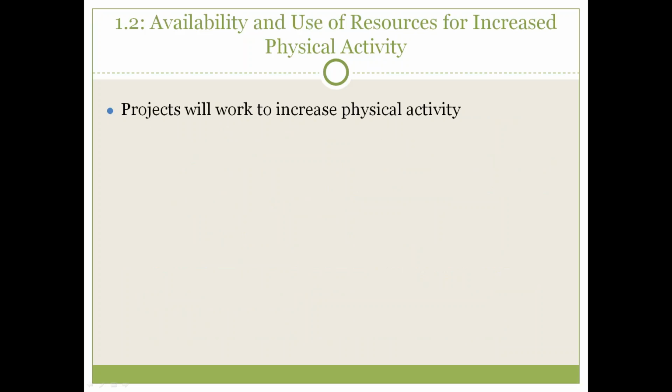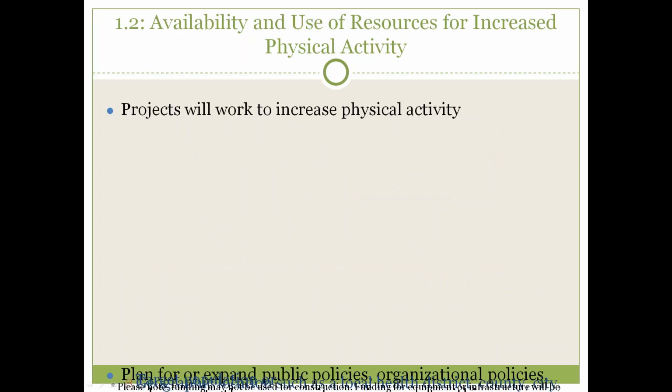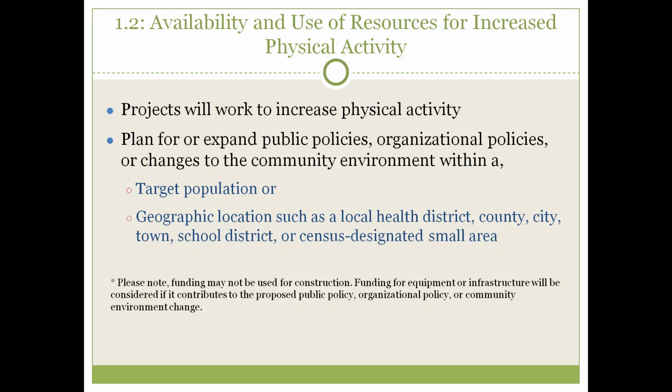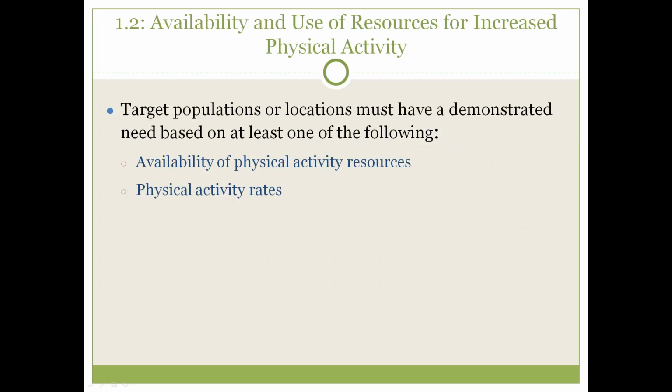For the physical activity portion, projects will work to increase physical activity. They need to plan for or expand public policies, organizational policies, or changes to the community environment within either a target population or geographic location, like the local health district, county, city, town, school district, or census-designated small area. So the same requirements as the nutrition part. Target populations or locations must have a demonstrated need based on at least one of the following: the availability of physical activity resources, physical activity rates, or low socioeconomic status.